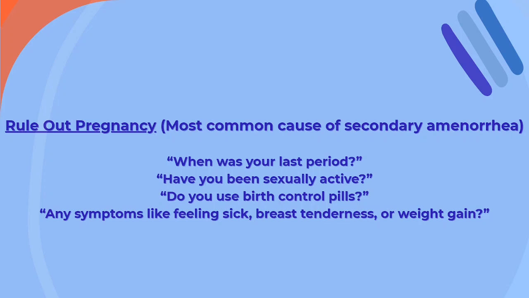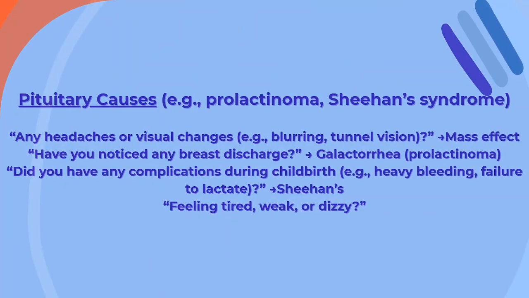Next thing would be to rule out pituitary causes. Ask, do you have any children? And how old is your last child? Have you lost any pregnancies or had any miscarriages before? And if the patient has been recently pregnant, ask, how was the pregnancy? Were there any complications during the pregnancy or childbirth? What we're trying to ask is, if there was excessive bleeding during childbirth or if the patient was unable to lactate after that, it can point towards Sheehan syndrome.